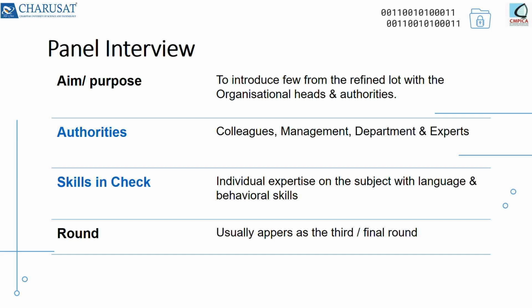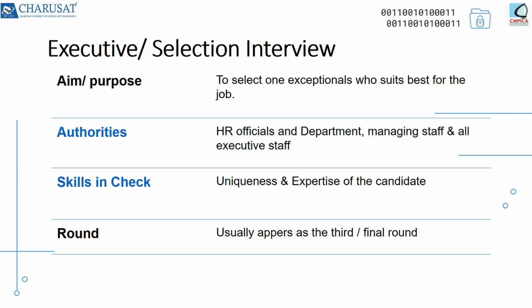And this is usually the final interview, or, if different rounds of interviews are not done, this could be the first and foremost. Once and for all, this would be the final interview panel. Again, there are other types that would come.